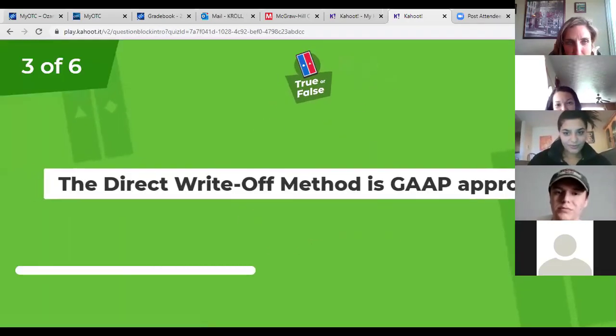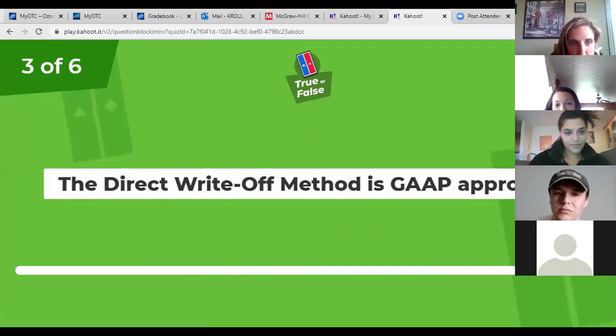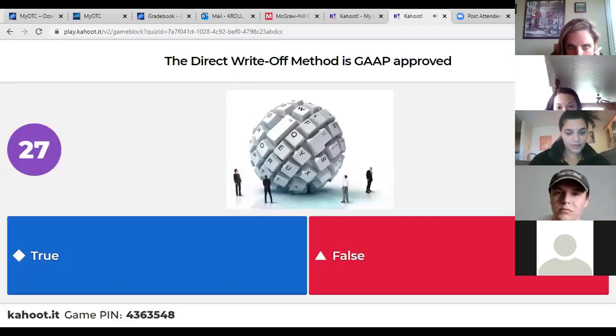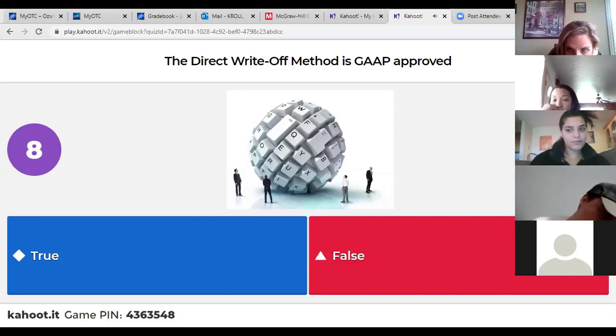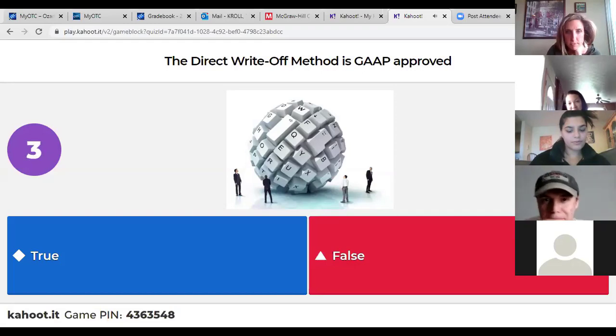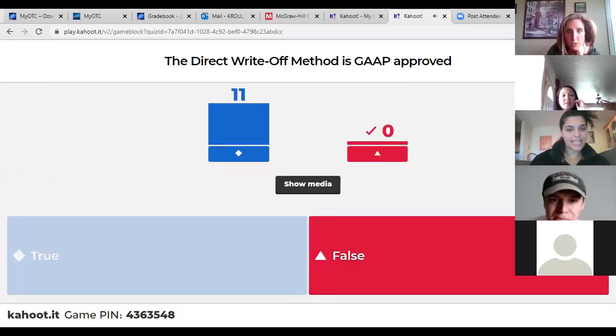This one's true or false. The true is on the blue side. So the direct write-off method is GAAP approved. Is that true or false? The false is on the red side. The red triangle. The true is the, what is that, a diamond? Blue diamond? I think it's a square turned sideways. You guys all missed that one.